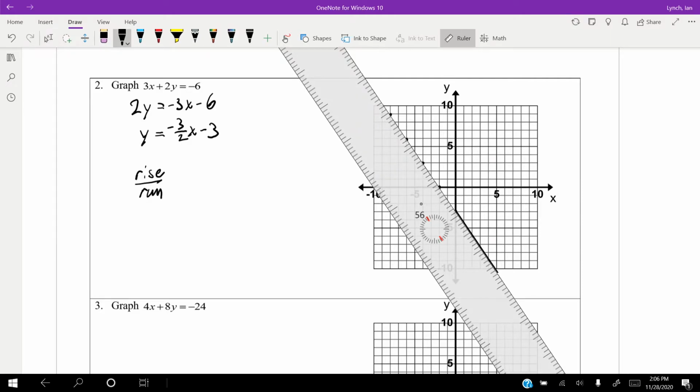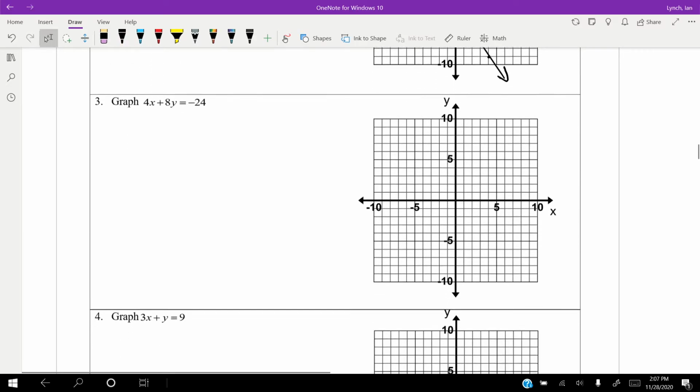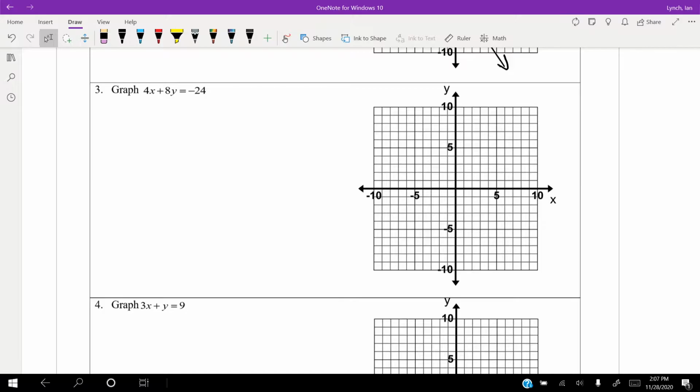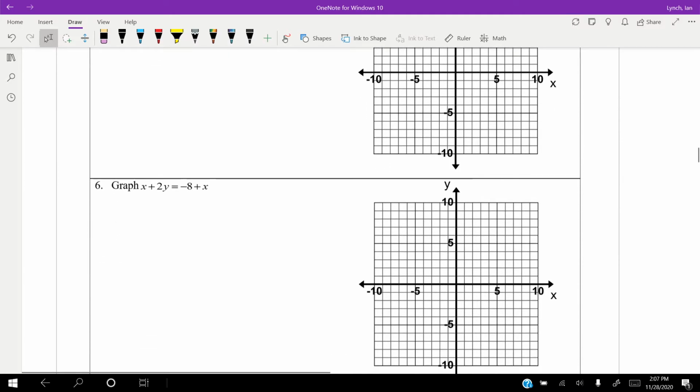Alright, 56 degrees looks right, so we'll just graph the line like that. It's close enough. So there's our line. So guys, like I said, this really isn't all that hard at all. We just need to make it so that we have y is equal to something. So I'm going to leave that to you guys.